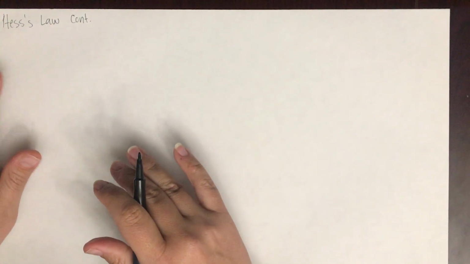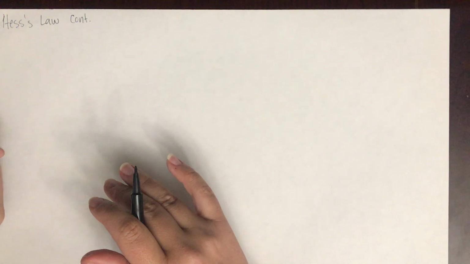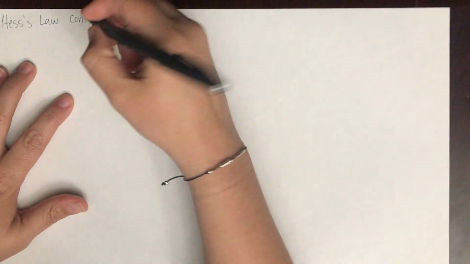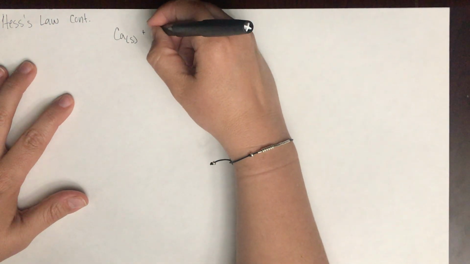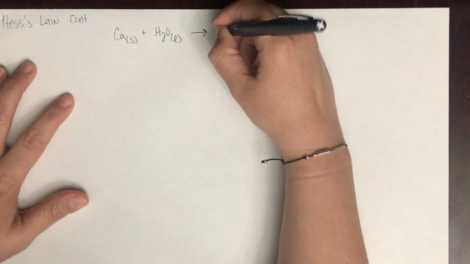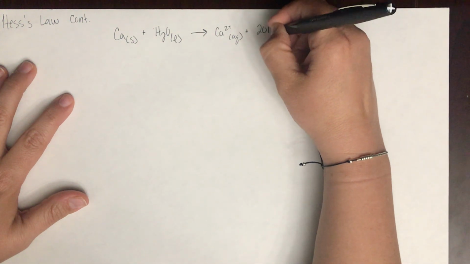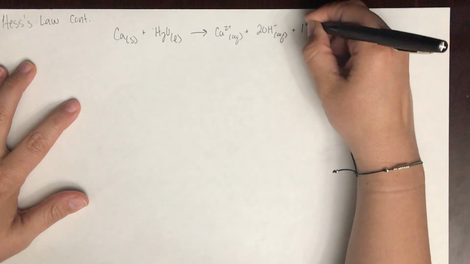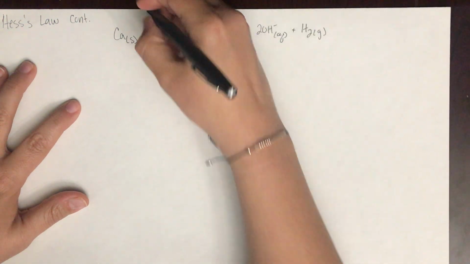Okay, so let's say, what is the enthalpy of the reaction of calcium metal with water? So this is the reaction that I want. I want to know calcium metal plus liquid water, and it produces calcium ions plus hydroxide ions plus hydrogen gas. And this is not balanced. I need a 2 here.